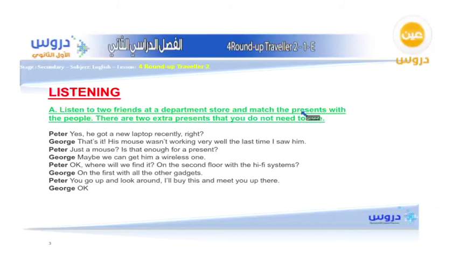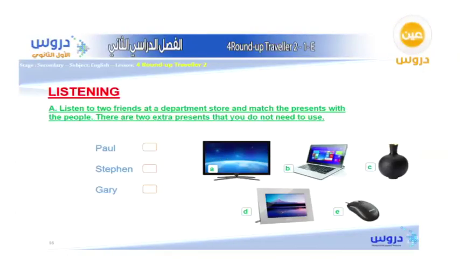So this is the conversation between two friends. And now we will go to the questions. The first one goes directly with Paul, D in this one. This present. And Stephen goes with C, this one. And the last one, with Gary, goes with the mouse.